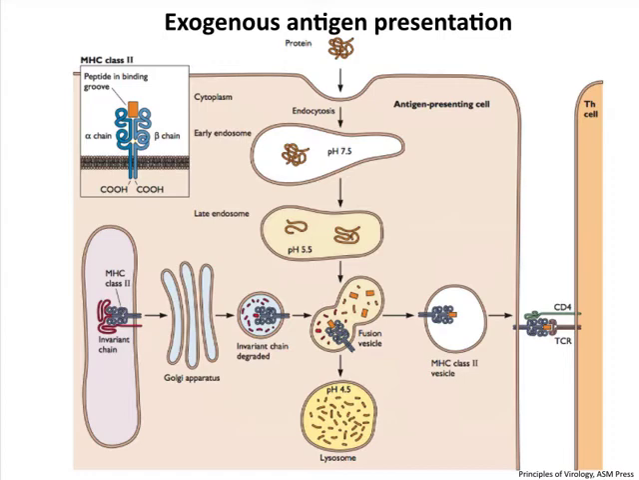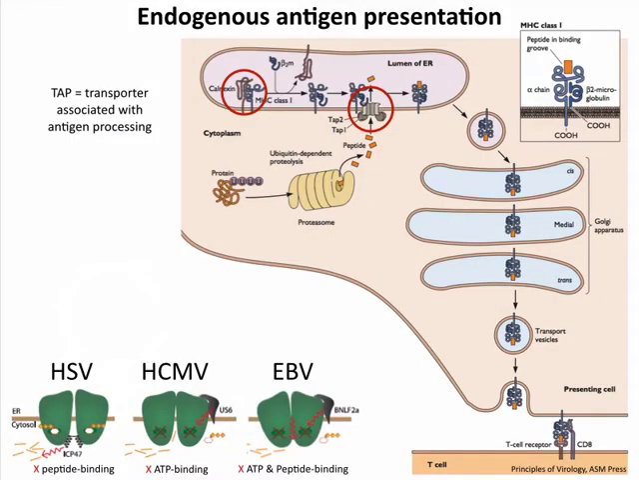And of course, if this is foreign peptide, the T cell is activated. If it's not foreign, there's no activation, and the T cell hangs around and waits for another dendritic cell to interact with it. This is the same sort of scheme for MHC class 1. And we call this the endogenous antigen presentation pathway.